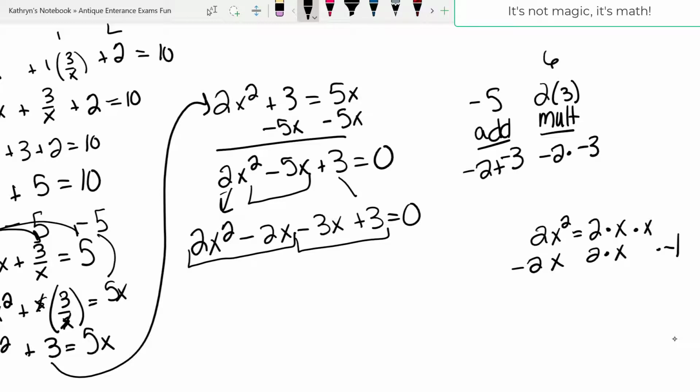Now I know a lot of you probably saw that 2x was my greatest common factor, but some of us don't see that right away. So it's a really good idea to do this on the side. We're going to write 2x and a parentheses.